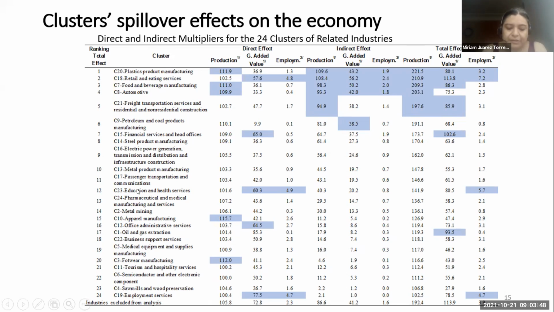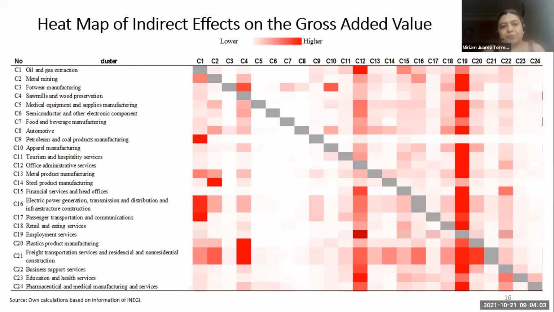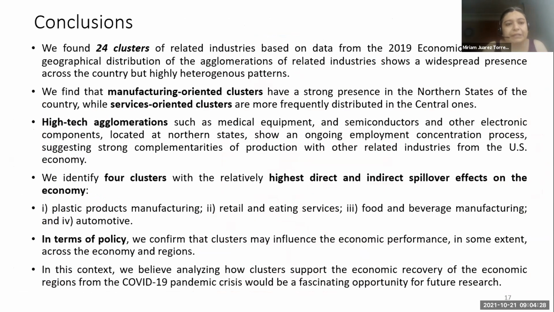Regarding the indirect effects, it's important to mention that plastic product manufacturing, retail and eating services, food and beverage manufacturing, and automotive show the highest indirect effects. This is a heat map that represents the indirect effects on gross added value. As you can see here, there are important results. For example, some of the clusters that show the highest indirect effects are employment services, but also office administrative services, soap mills, and wood preservation.